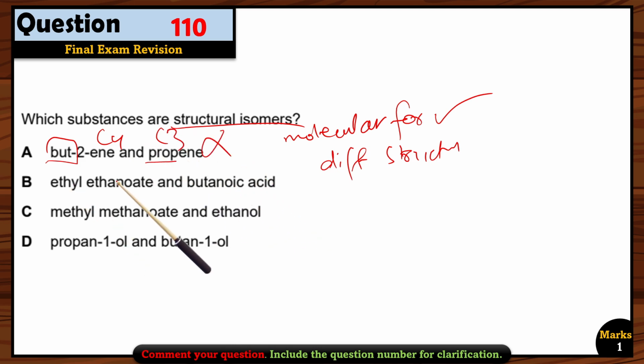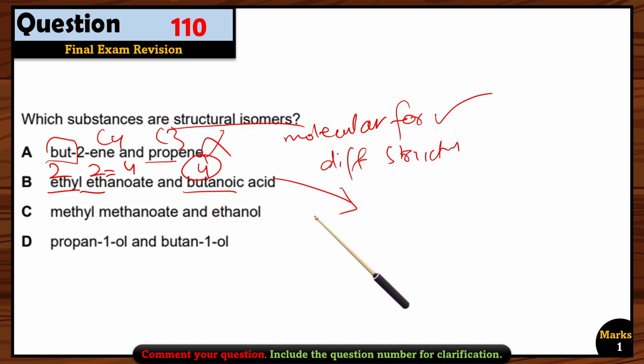Let's see ethyl ethanoate. This is an ester. Ethyl has 2 carbons and ethanoate also has 2 carbons, so total 4. And this is butanoic acid, so it also has 4 carbons, right? So these two, a carboxylic acid and an ester, can be structure isomers of each other. Remember that a carboxylic acid, which is butanoic, and an ester can be structure isomers of each other if the number of carbons is the same. So that's why option B is the right option.